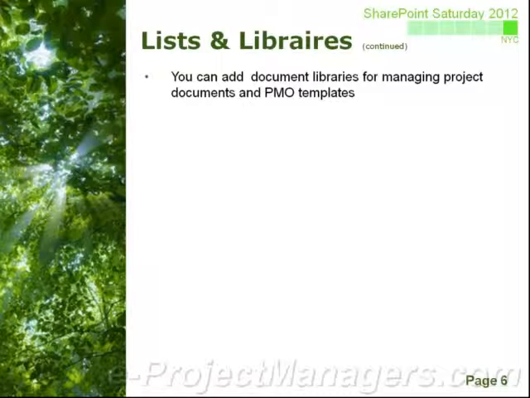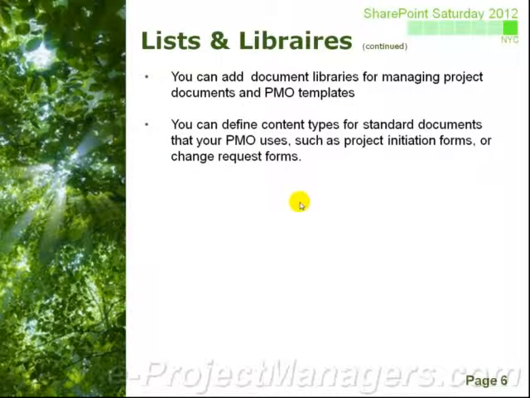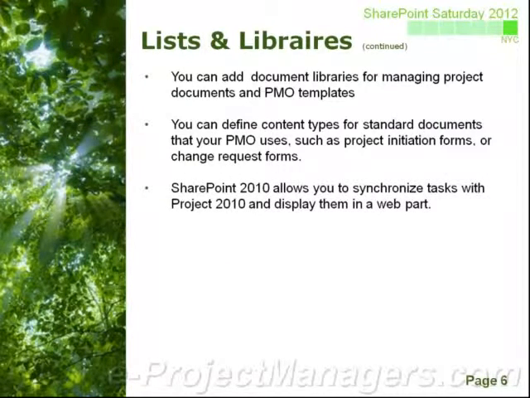You can create content types that are a part of the lists and libraries that are easily accessed. And the content types for standard documents that a PMO user might use are, for example, a change request form or a status report. When you define those content types and make them easily accessible, it just helps to automate the process and creates reuse and ease of accessibility in your Project Management Office.